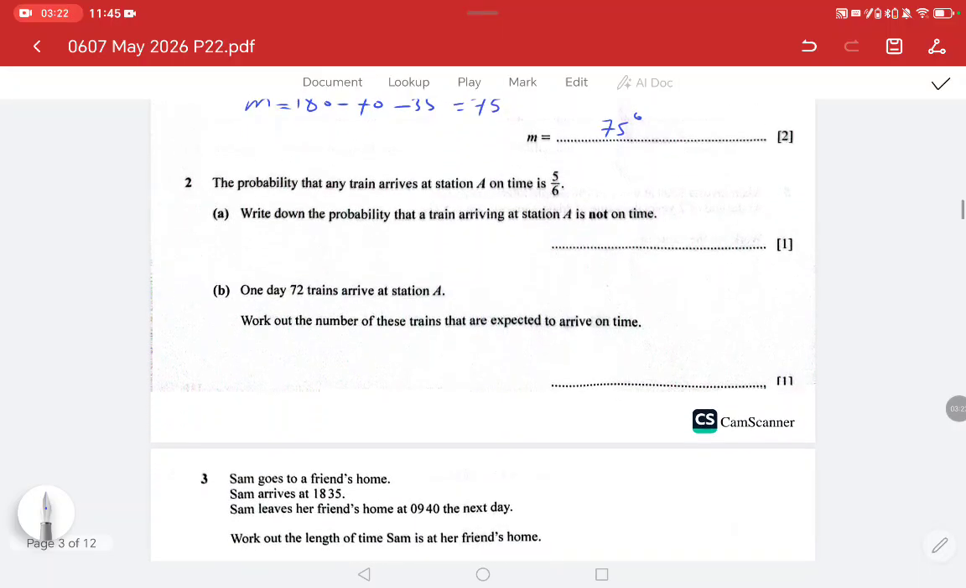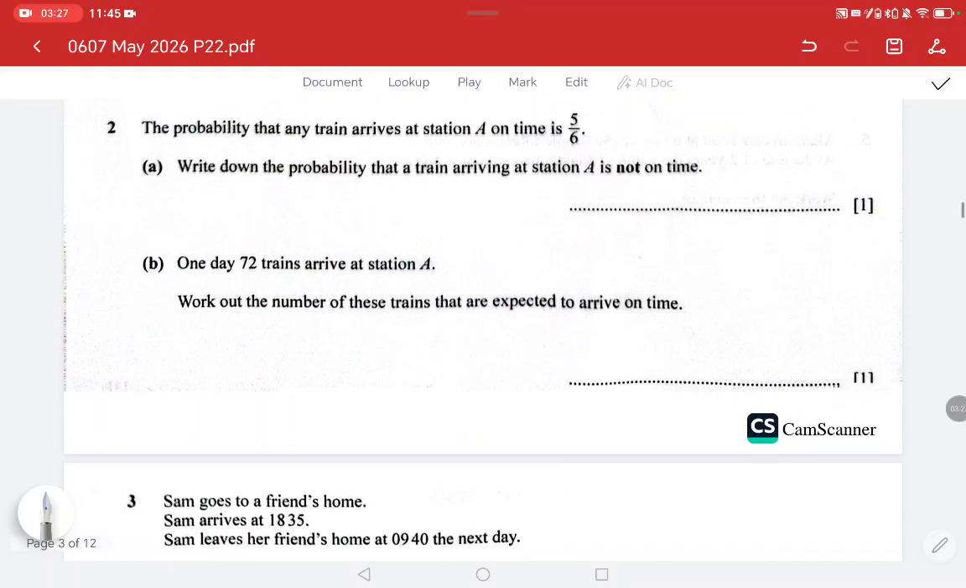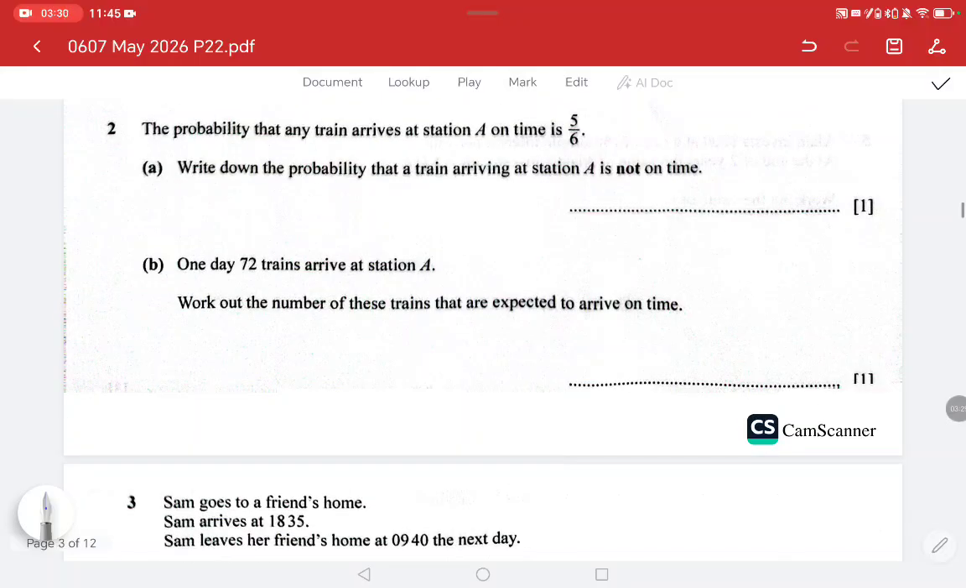Next one, the probability. The probability that any train arrives at station A on time is 5 over 6. Find the probability that the train arriving is not on time. So it will be the complement, 1 minus 5 over 6, which is 1 over 6. So this is the probability of a train at station A not on time.